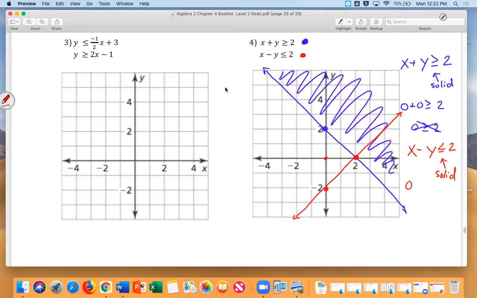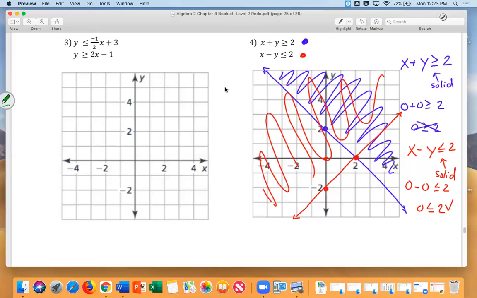If I plug 0, 0 in for x and y, I get this. Is 0 minus 0 less than 2? Yeah, it holds true. So guess what? See how 0, 0 is right here? I shade on that side. So my answer is this green area right here. See how that works? I like the test point, especially with cover-up method.